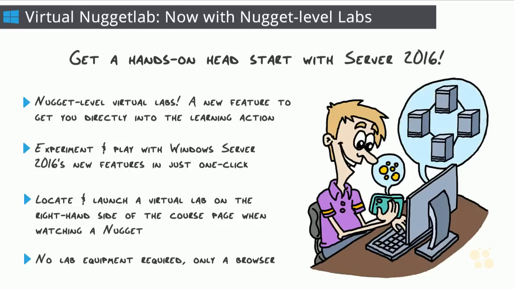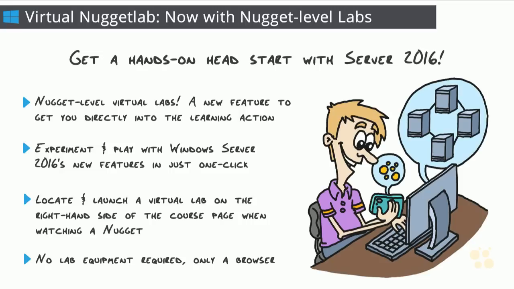So to launch a lab, the first thing you'll do is choose a nugget. When you're watching that nugget and you hear me say, all right, launch the virtual nugget lab for this nugget and I'll meet you over there, that's when on the right-hand side of the course page, you will click the link for the virtual lab and it'll launch you into the lab for that nugget.